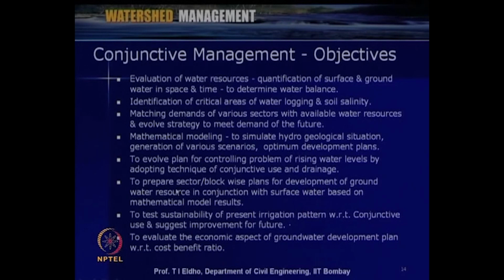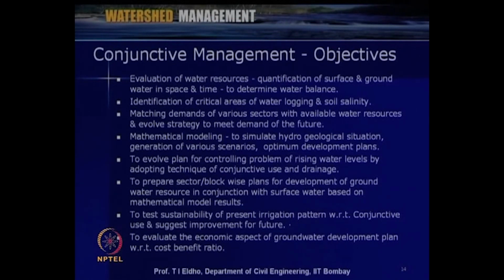Then to prepare sector or block wise plans for development of groundwater resources in conjunction with surface water based on mathematical model results. So, that can be another objective. Then to test the sustainability of the present irrigation pattern. So, what is the existing irrigation pattern, whether it is sustainable, and whether going for conjunctive use will improve the situation, and based upon all this we can say whether we can improve the future water availability.